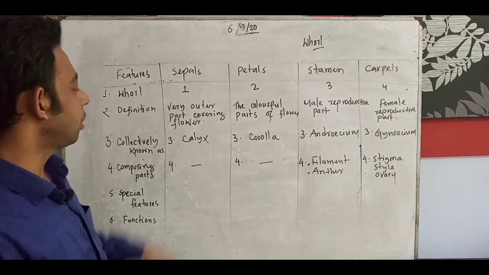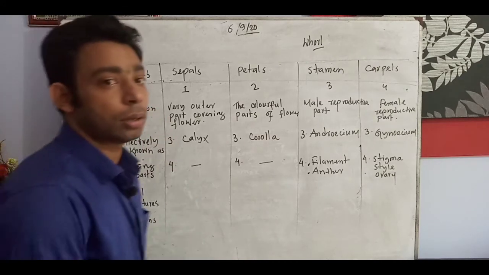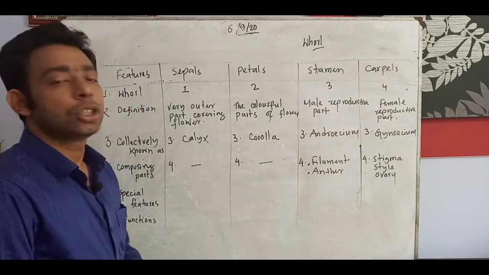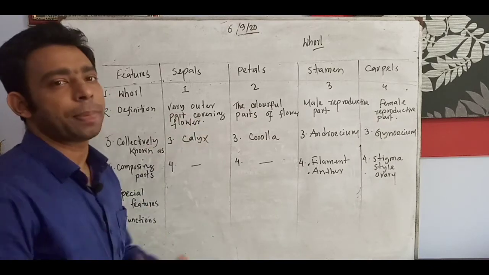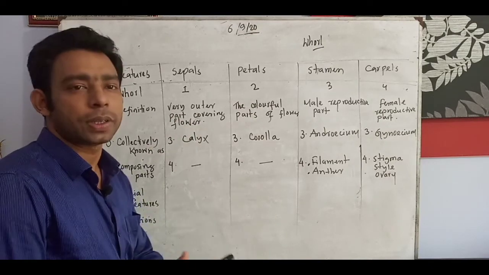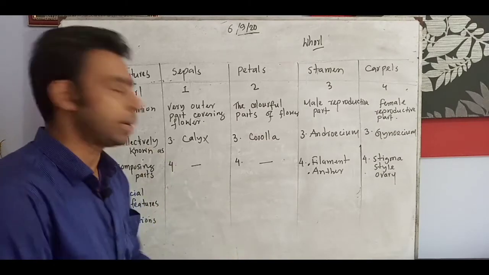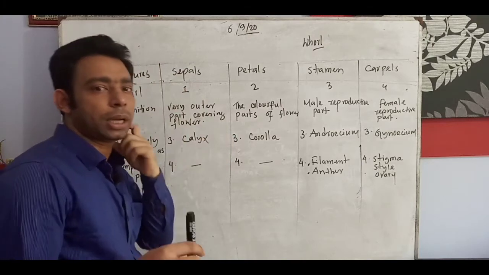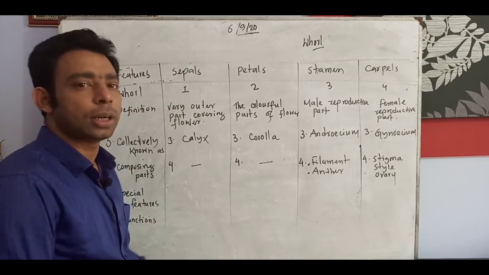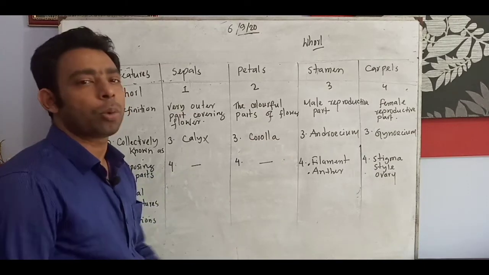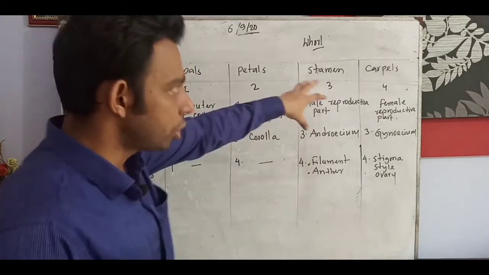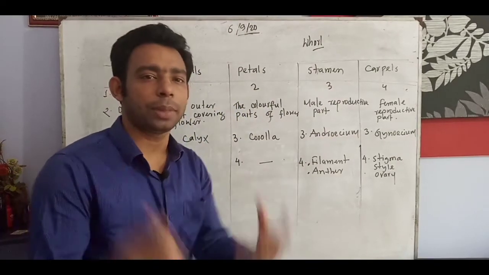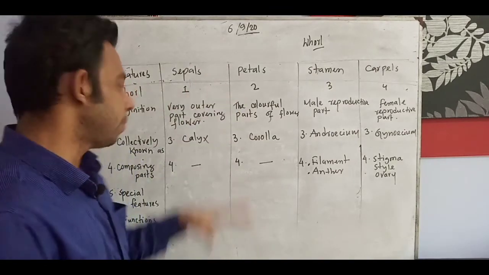So special features, what can you write about the special features? Many of them you can write. The sepals are the green parts having chlorophyll and can also participate in photosynthesis. Petals are very attractive parts, making the colorful attraction to the insect. The stamen produces the pollen grain for pollination. Carpels carry the pollen to the stigma.